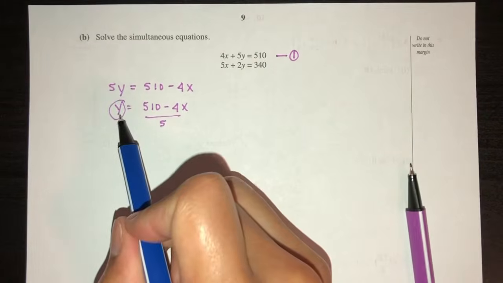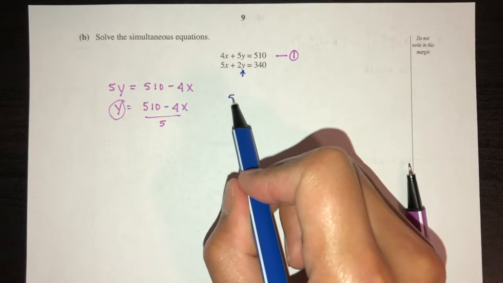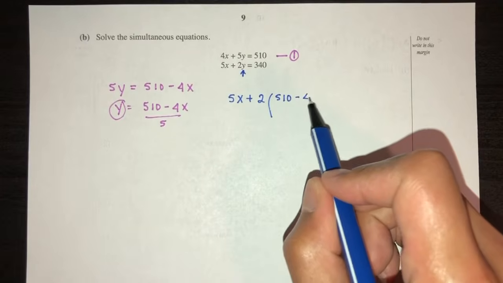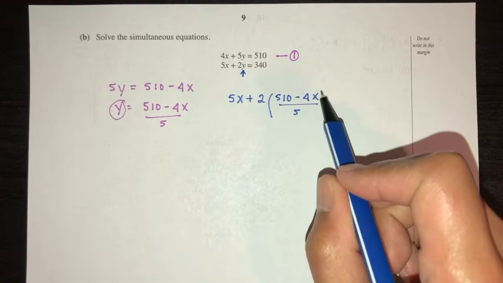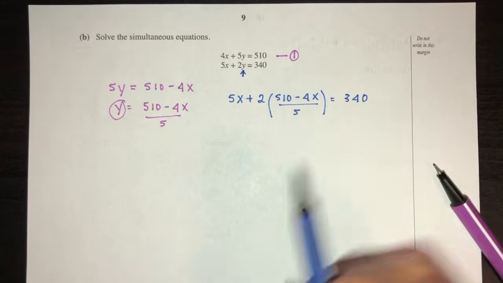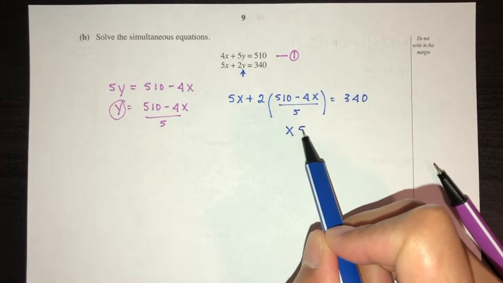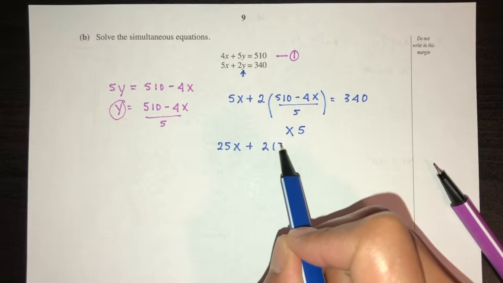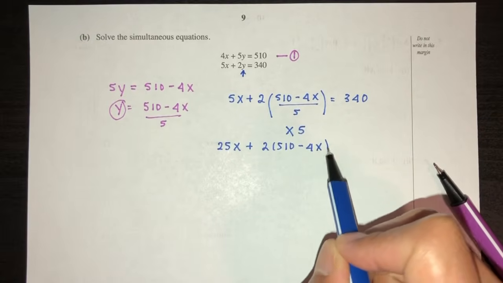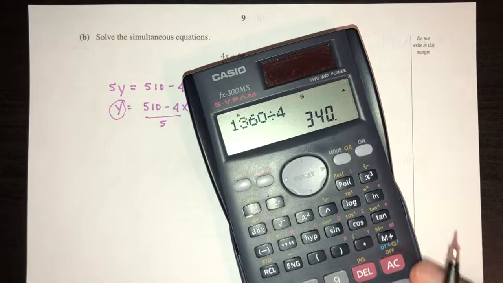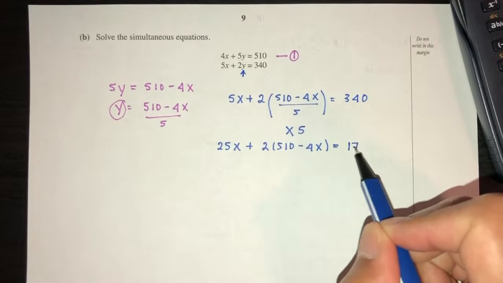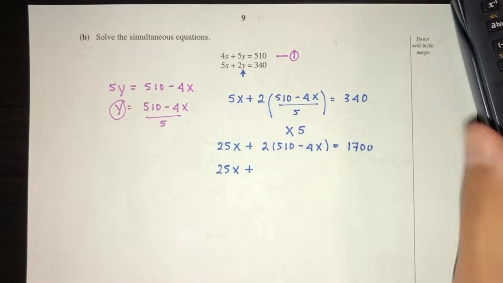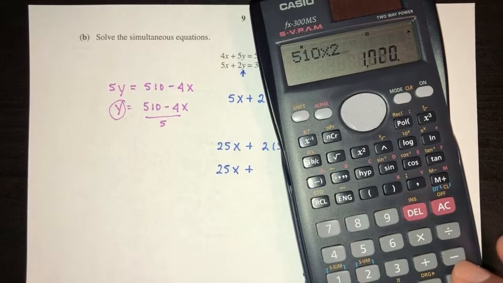Now I have to replace this value of y in this. So 5x plus 2 times y, which is 510 minus 4x over 5, equals 340. Now to eliminate this 5, I have to multiply everywhere by 5. You will have 25x plus 2 times 510 minus 4x equal to, what is 340 times 5? That will be 1700. Now let's expand. You will have 25x plus, what is 510 times 5 times 2? That will be 1020.